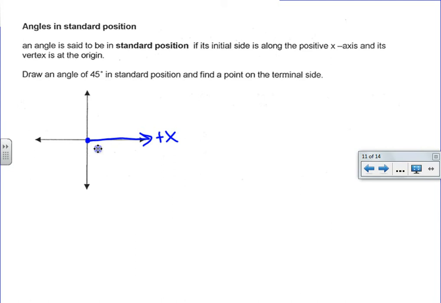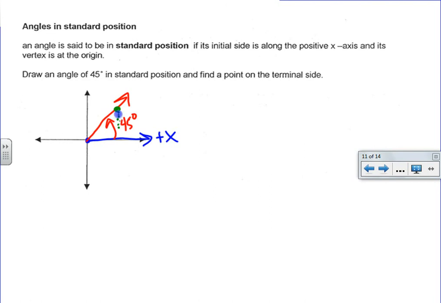So if we want to draw a 45-degree angle, 45 would be half of 90, so just kind of eyeball it, it looks like this. That's what a 45-degree angle looks like. Now the question is, find a point on the terminal side. So I'm going to just say this is my point, and I don't really know what it is. So I need you to think about this.